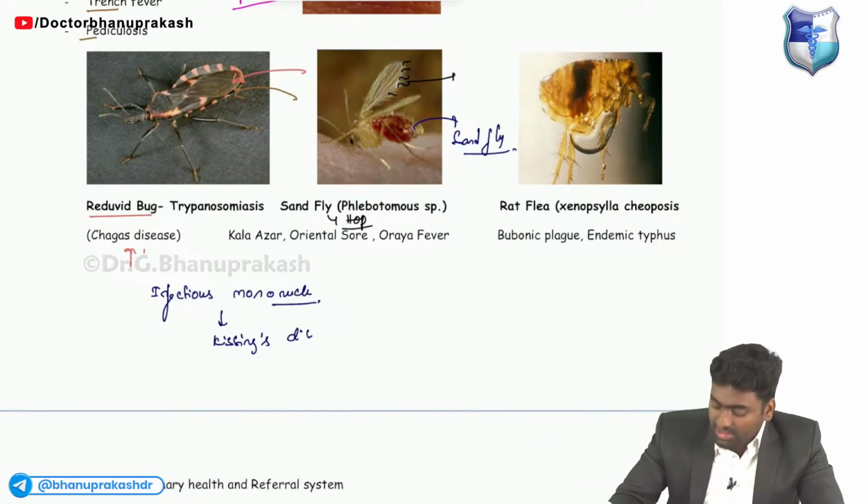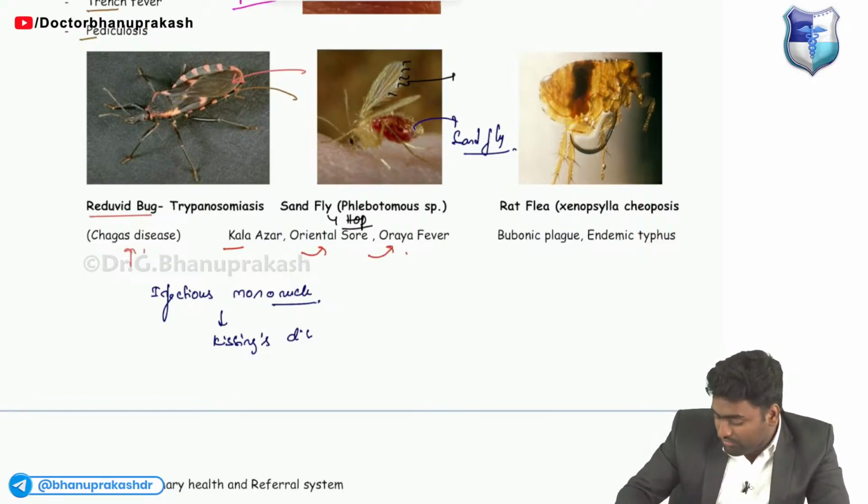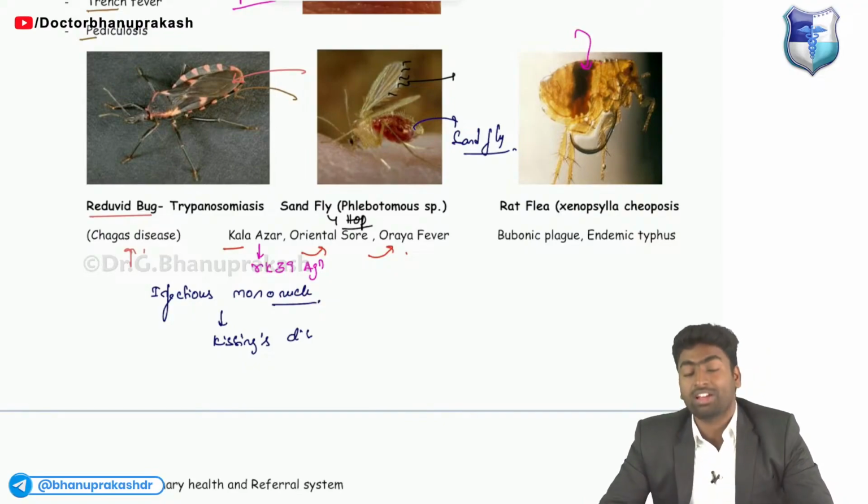The diseases spread by the sandfly include Kala-azar, oriental sore, and Oroya fever. And we know for Kala-azar, we use an antigen known as the RK39 antigen.